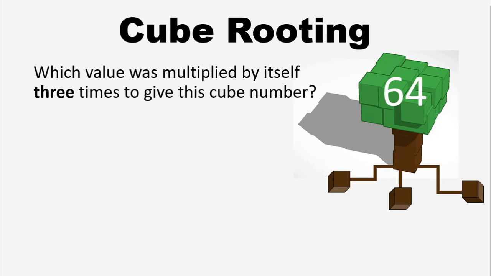What about 4 cubed? 4 times 4, 16 times 4 is 64. So if 64 is the same thing as 4 cubed, then the cube root of 64 must be 4. Just 4, not positive and negative 4. That's only for square rooting.